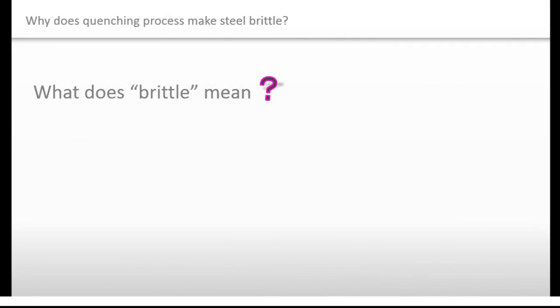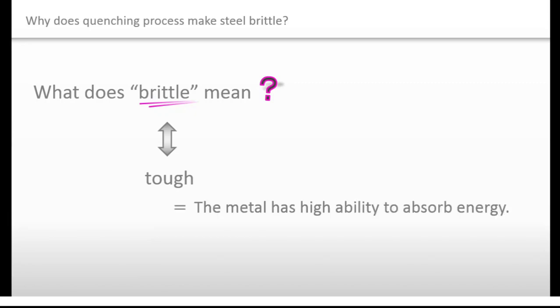What does the term brittle exactly mean? The opposite word is tough. And this term means the metal has a high ability to absorb energy. So, the term brittle means that the metal cannot absorb energy. In other words, you can break the metal without much energy.